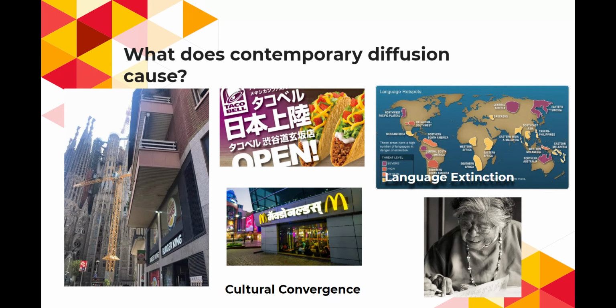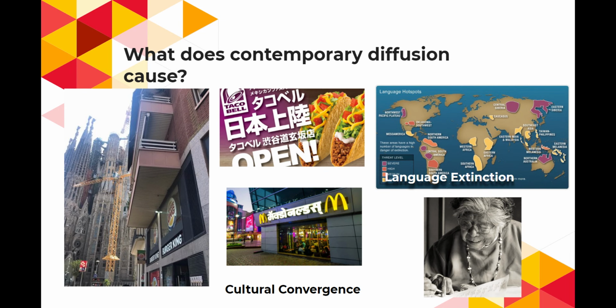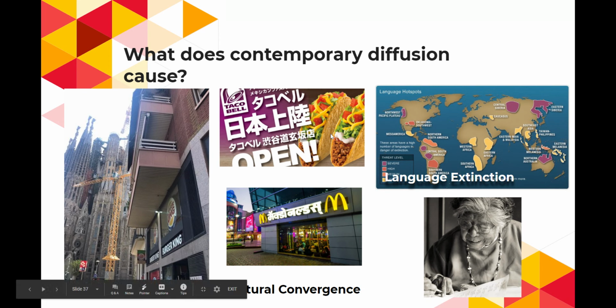Now what does contemporary diffusion cause? We see cultural convergence. This is the idea that our cultures are becoming more and more alike, more and more the same. And you see that with these examples of American fast food places in places that are not America, whether it's this Burger King across the street from La Sagrada Familia in Barcelona, or these Taco Bells and McDonald's in different parts of Asia.